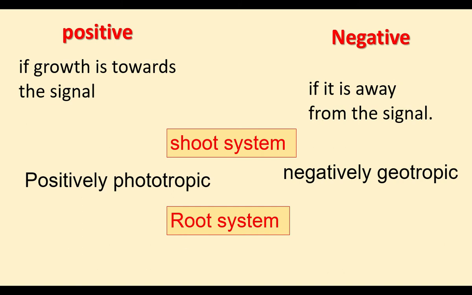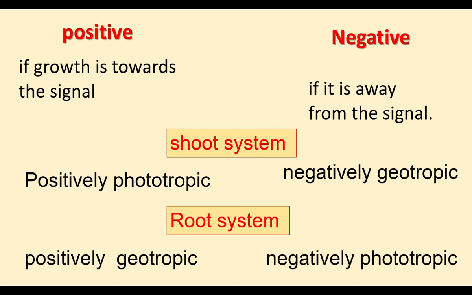Root system is positively geotropic. It grows towards gravity. And the root system is negatively phototropic. It moves away from the light. When growth is towards signal, that is positive. When growth is away from the signal, that is negative tropism.